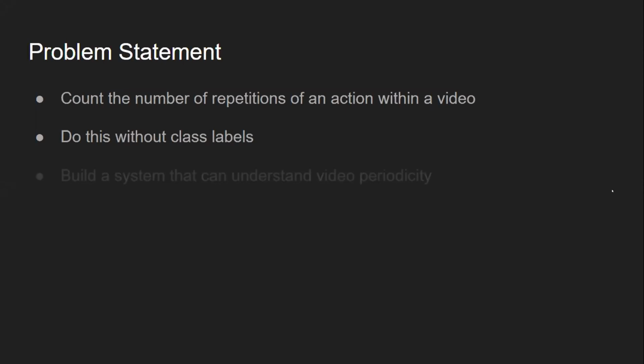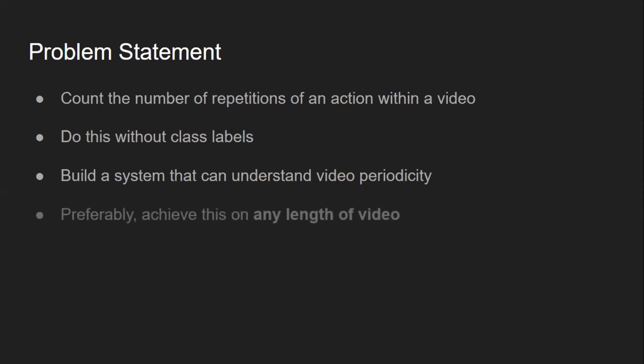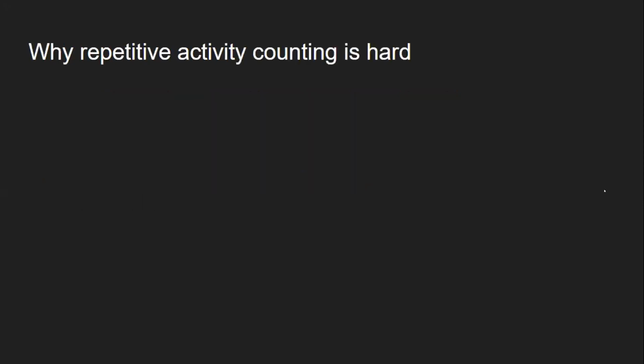So our main problem statement is we're looking at how many counts there are of these repetitive actions in a video, and we're doing it without class labels. So these videos are not labeled, they just have random objects in them. And we're looking at the video periodicity, so we're looking at these counts in this video. And these videos could be of any length.